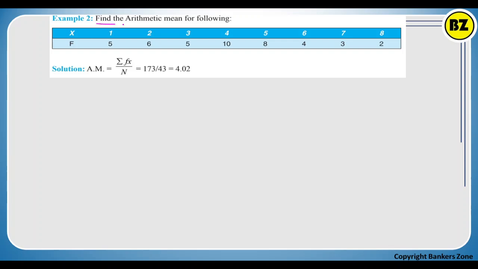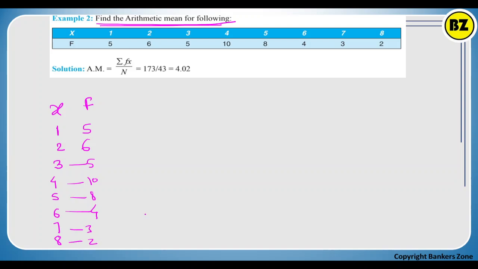So see, find the arithmetic mean of the following. How can we find it? Friends, see here, the value of x is given as 1, 2, 3, 4, 5, 6, 7 and 8. Then the value of the frequency is given: 5, 5, 6, 5, 10, 8, 4, 3 and 2. Okay, this is the value of x and f I got, right? Now what you have to find?